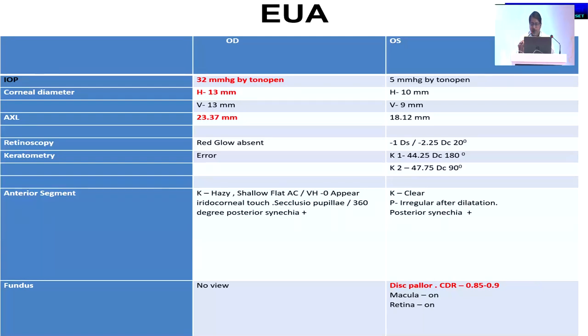On anterior segment examination, the right eye cornea was hazy, with a shallow, flat AC with VH0, appearing iridocorneal touch, seclusio pupillae 360-degree, and posterior synechiae present. In the left eye, the cornea was clear, the pupil was irregular after dilatation, and posterior synechiae were present. On fundus examination, no view in the right eye; left eye disc pallor, appearing like 0.85 to 0.9 CDR, macula and retina on.